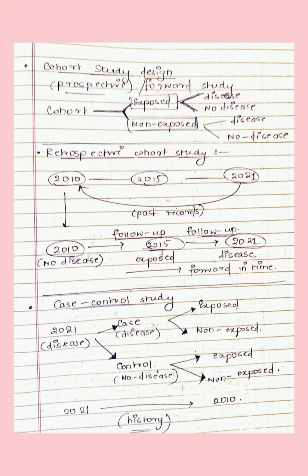Here we are taking the history. In a cohort study, we were taking the medical records and tests, but in a case control study, we are taking the history about the exposure. So that is, we are going from 2021 back to 2010. We are taking the history. We are going back in time. So that is why it is known as a backward study, whereas a cohort study is known as a forward study.